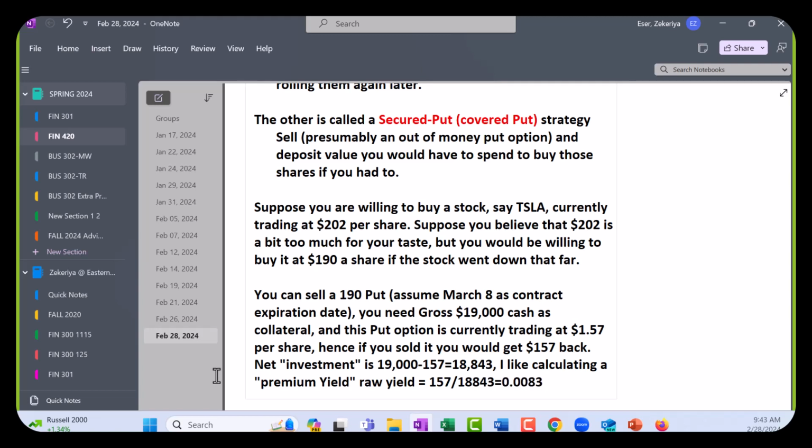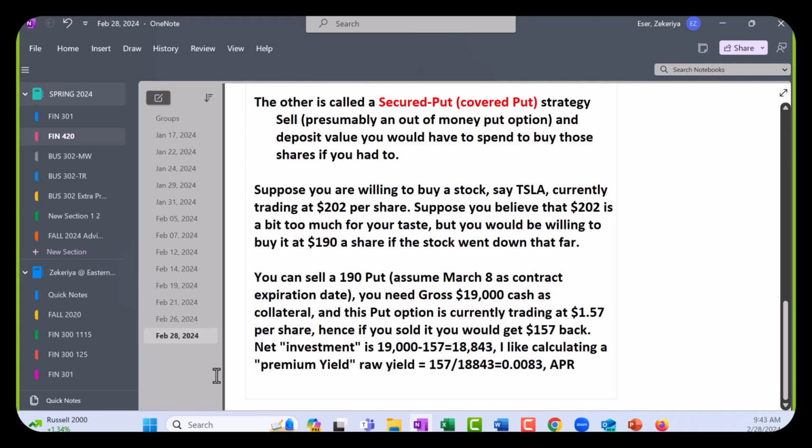So in 10 days, I'm gonna get 83 basis points. The APR number would be 0.0083 times 365 divided by 10. So that's about 30% premium yield. This means if the option finishes out of the money, you effectively made an annual interest rate of 30% on your investment.